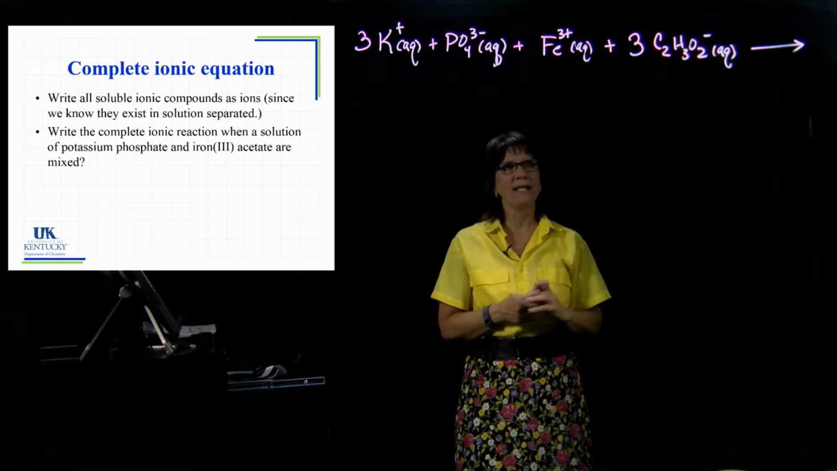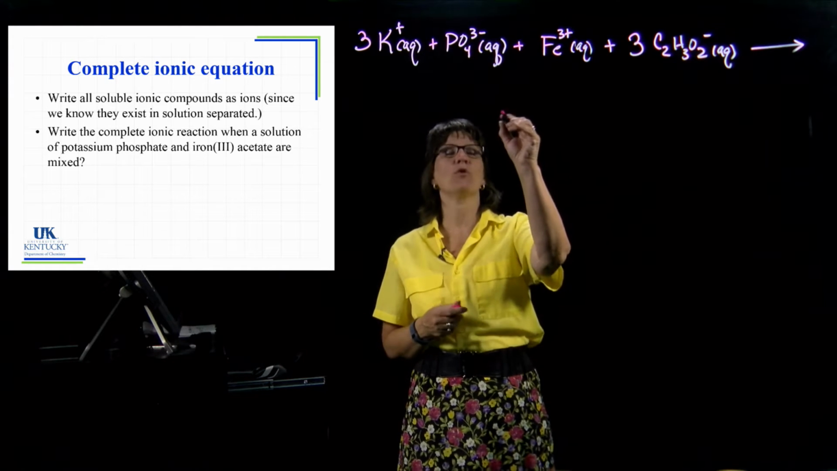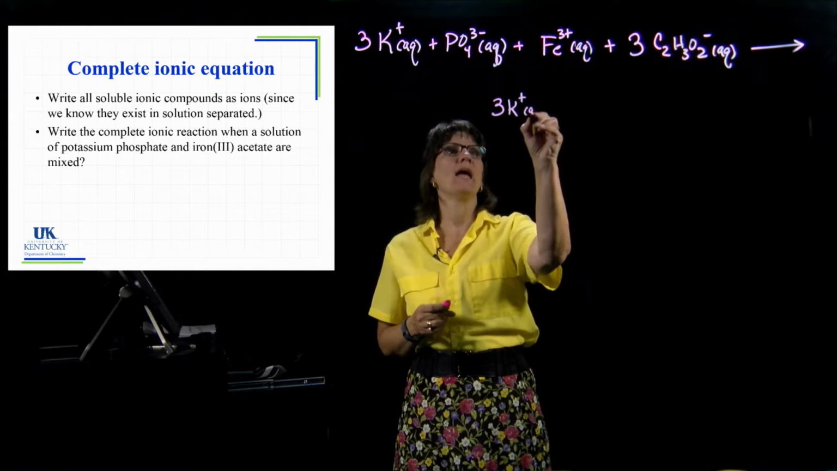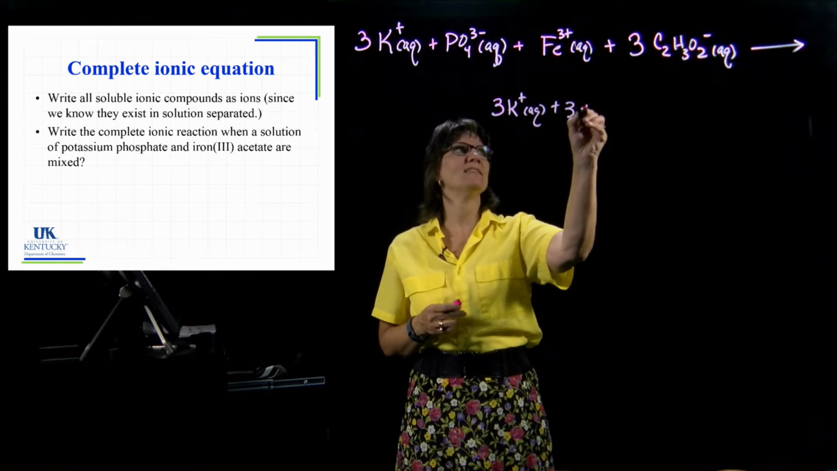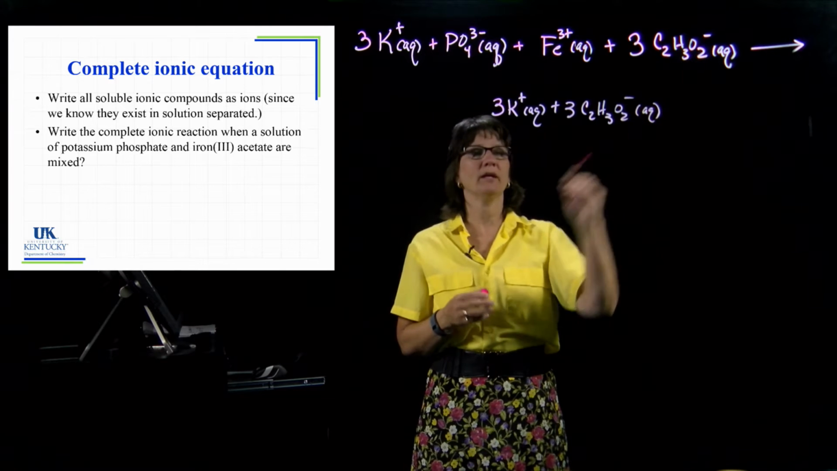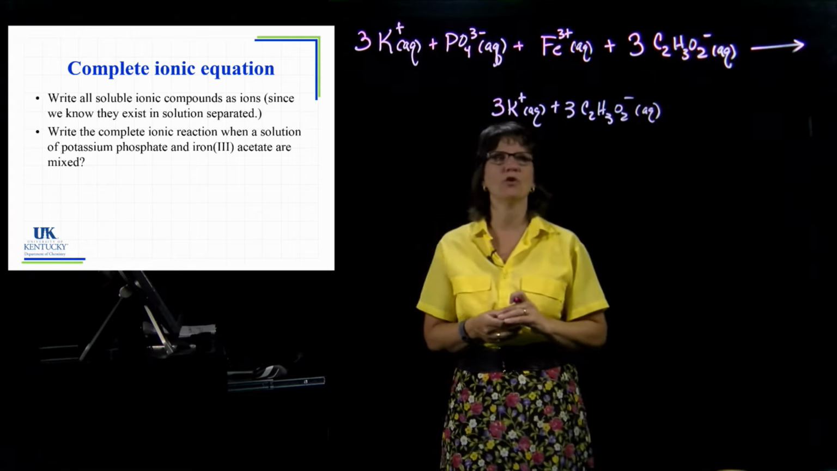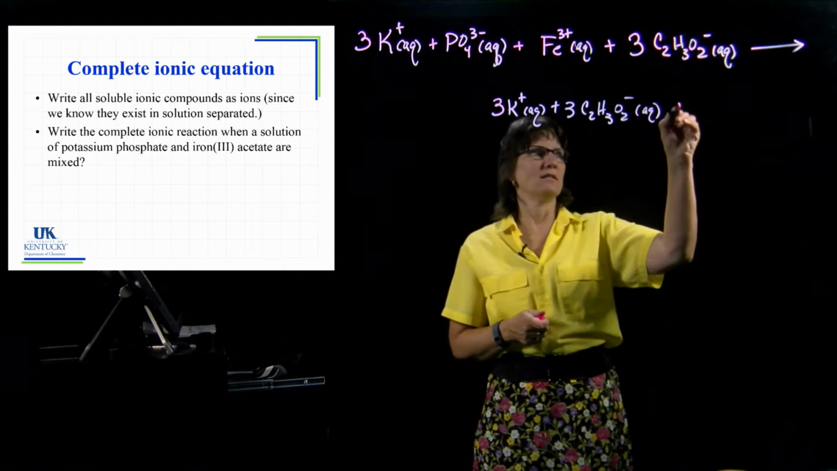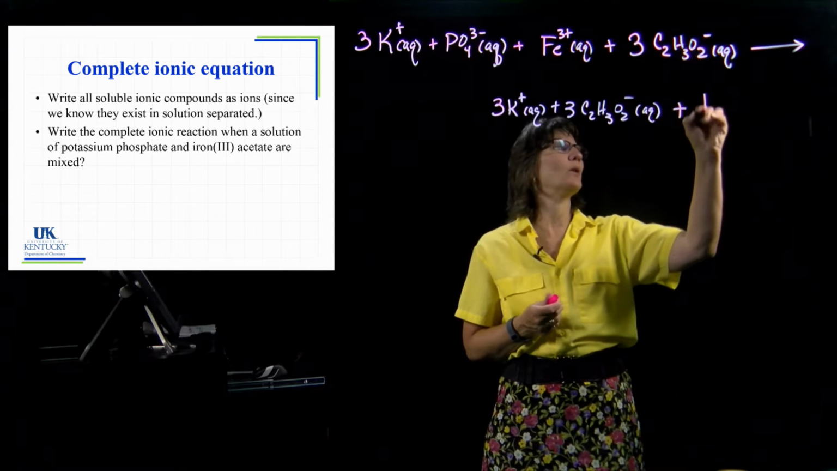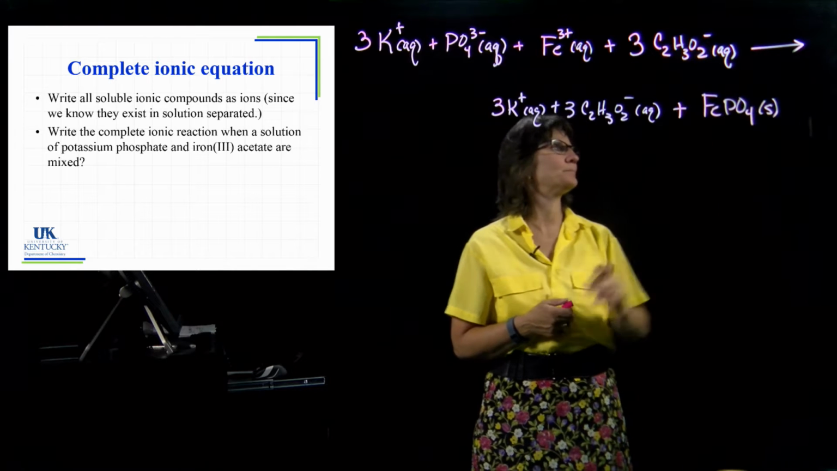And then if you look at the right-hand side of the equation, we had the potassium acetate, and there were 3 of them. And that would give me 3 potassiums. That would give me 3 acetates. Both of those are aqueous because the compound is soluble and it stays in solution, and those ions are floating around separate from each other. But the one thing that doesn't break apart is the solid. We keep the solid intact. So we have the FePO4, and that's a solid.